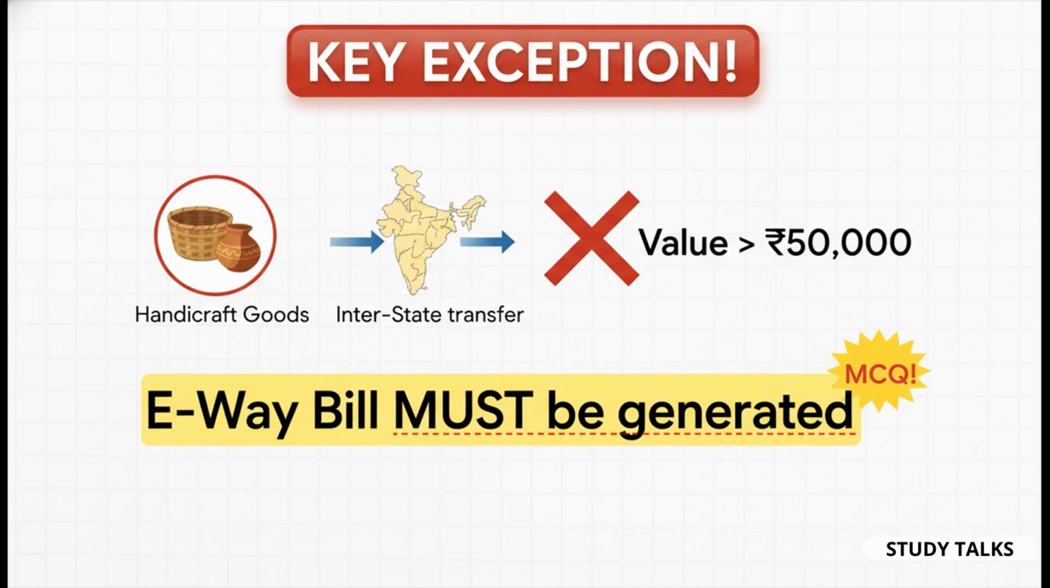But you know in GST there's always an exception, right? And this one is a favorite for MCQs. If you have an interstate transfer of handicraft goods by a person who is exempt from GST registration, you must generate an e-way bill. It does not matter what the value is. Even for 10,000 rupees, it's mandatory. So watch out for this one.